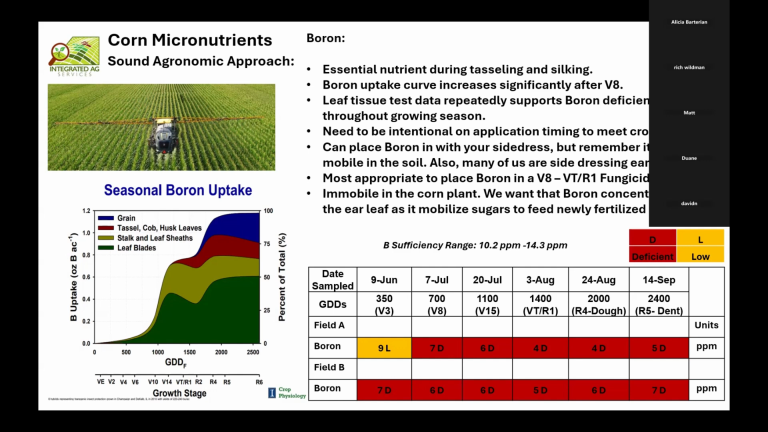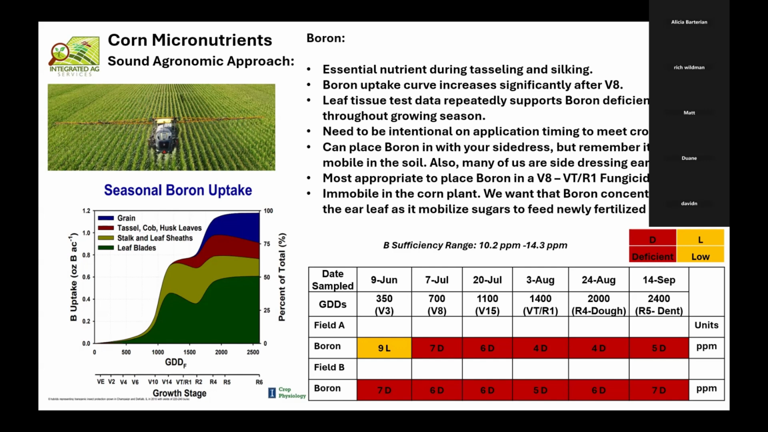Go back to the timing we were talking about earlier. We can place a liquid boron in the side dress, but we have to remember that it's very mobile in the soil. Also, a lot of us are starting to side dress a little bit earlier. I have guys that as soon as they can row the corn, they're out there side dressing. So we need to remember risk mitigation. Do you want to put that boron out there and take a chance of it getting lost? I think the most appropriate place for boron is in a V8 to VT/R1 fungicide pass.